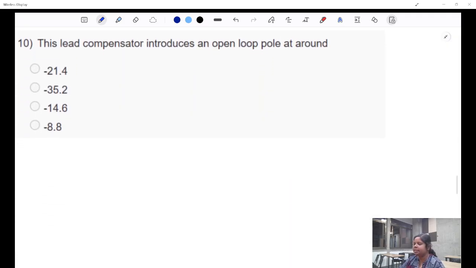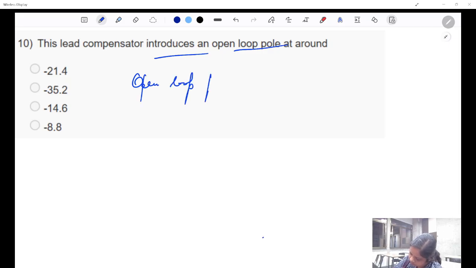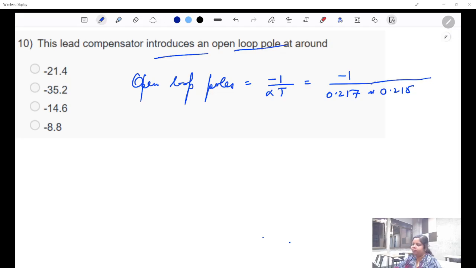This lead compensator introduces an open loop pole around where? The open loop pole is at minus 1 upon alpha T, which is minus 1 upon 0.217 into 0.215, the values of alpha and T, and if you solve this, you get it to be around minus 21.4.